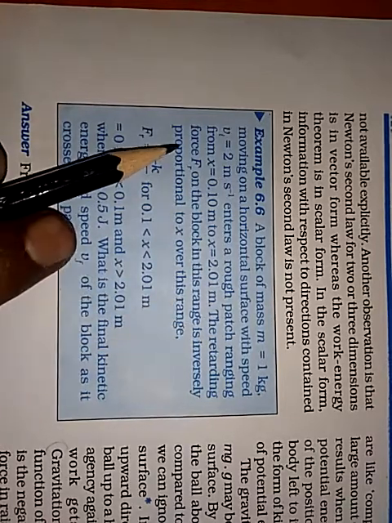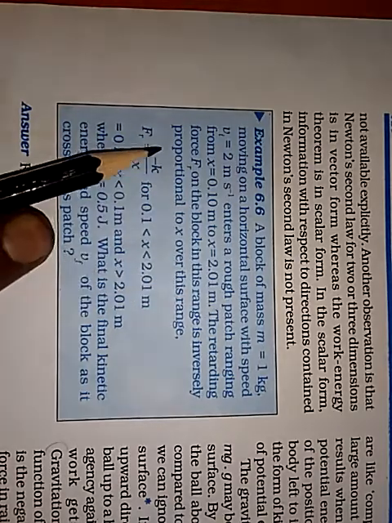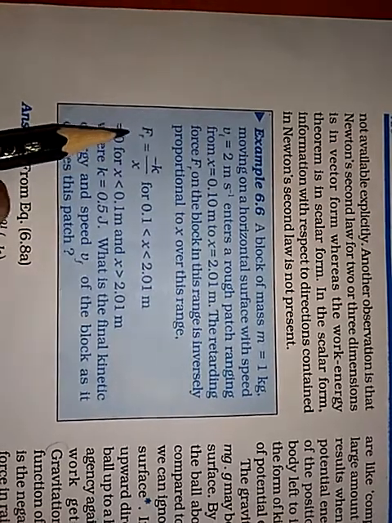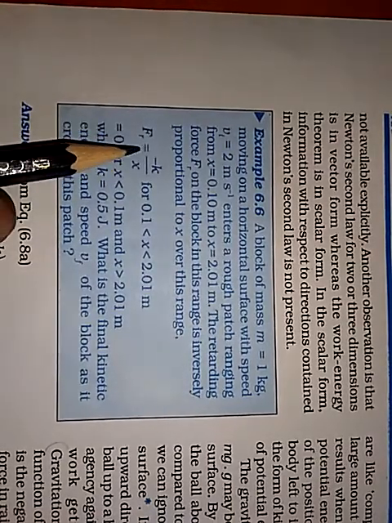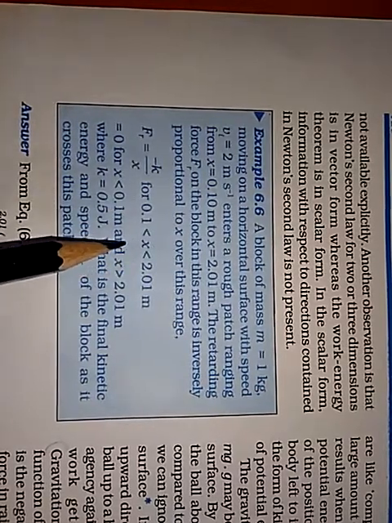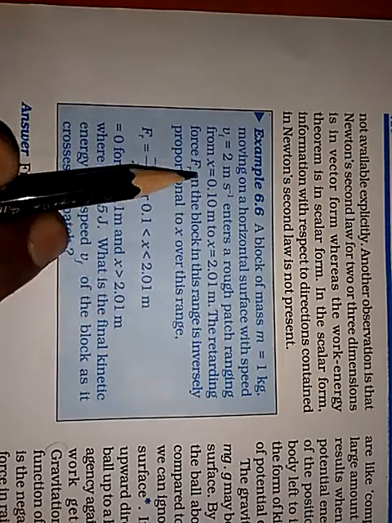The retarding force Fr on the block in this range is inversely proportional to x over this range. So the retarding force Fr is equal to minus k by x for the distance x in between 0.1 to 2.01 meter. So it is given here.